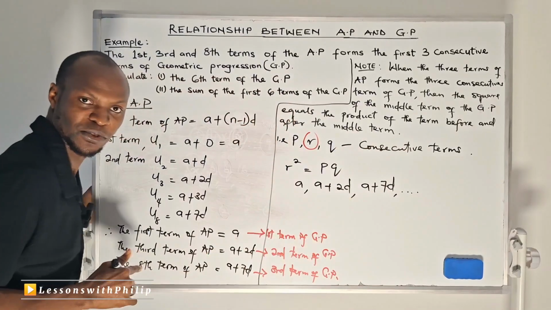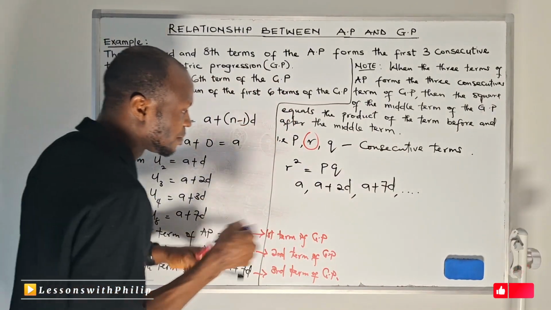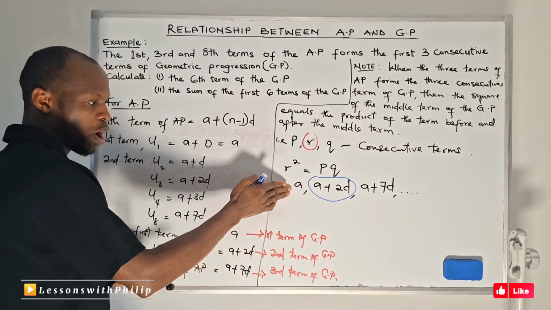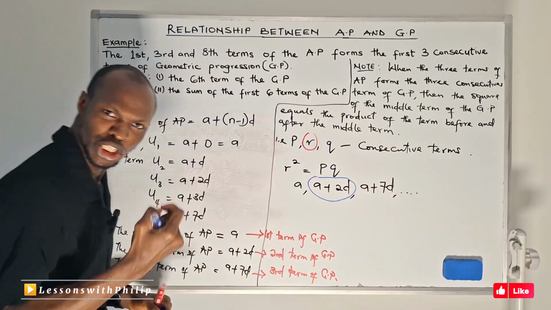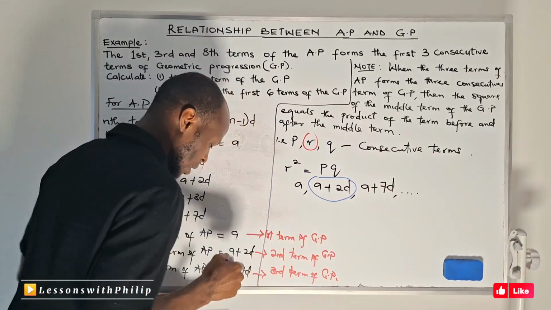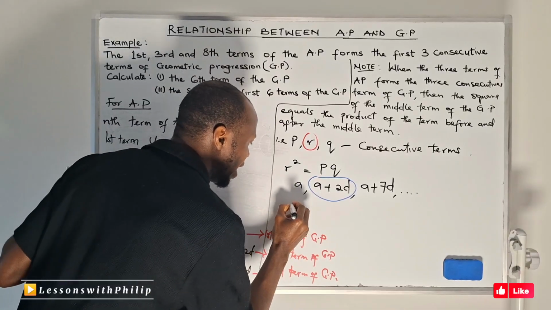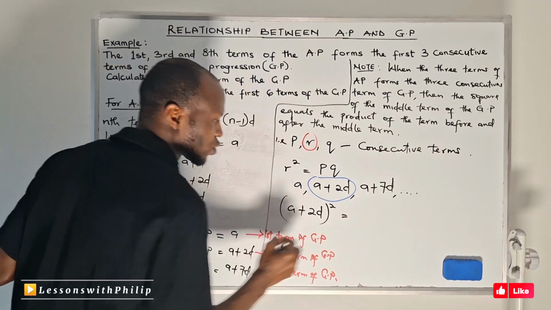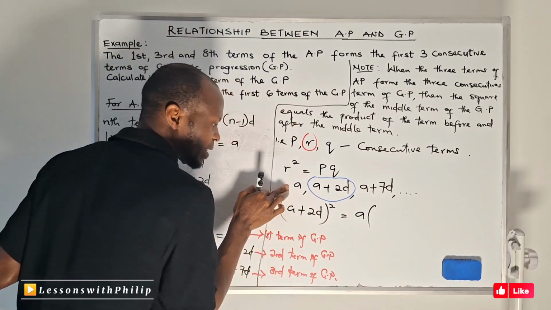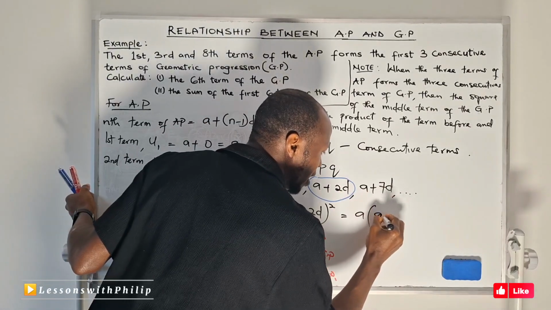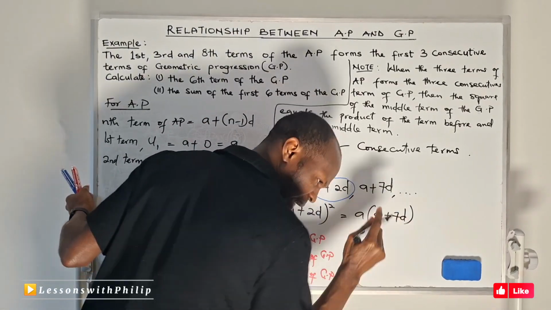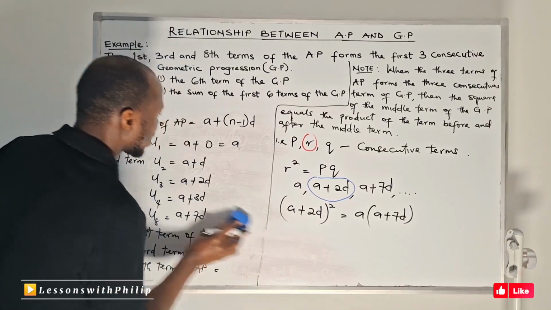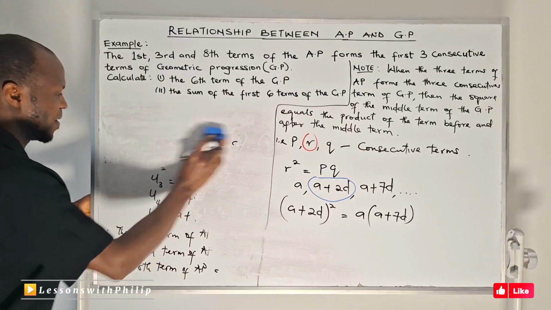That is the consecutive terms, right? Now, this is the term in the middle. If you square the one in the middle, it will be equal to the one before multiplied by the one after. Do you get it now? Automatically, A plus 2D, all squared, will be equal to A, the term before, multiplied by A plus 7D. Do you understand that? All right. So I can clean the board so that we can continue. It is very simple.